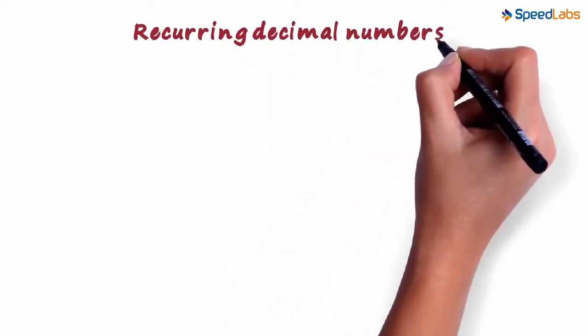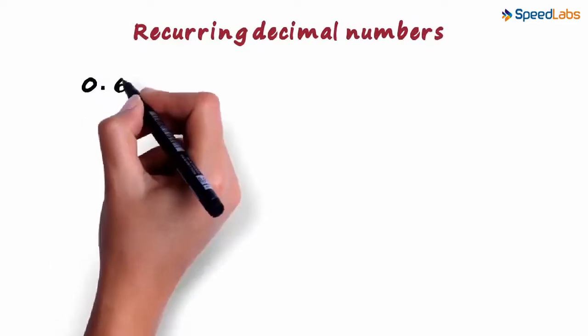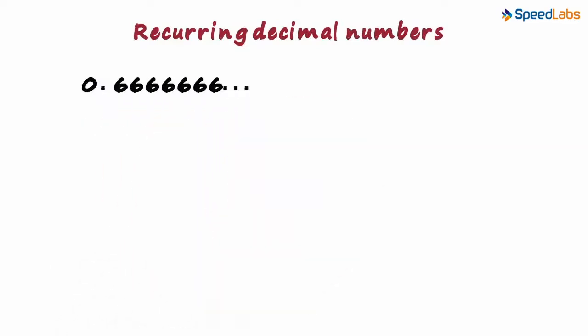We will look at 5 very simple examples: 0.66666 and so on. You would have observed that you spent a lot of time writing it. You're not even sure about how many sixes you need to put after the decimal point.